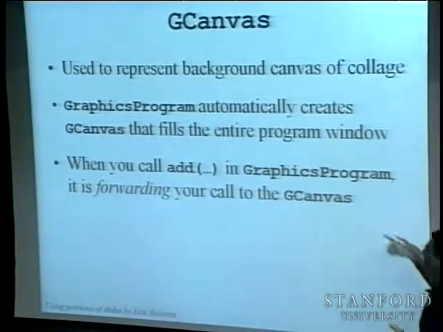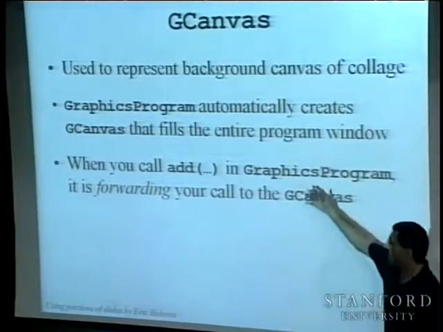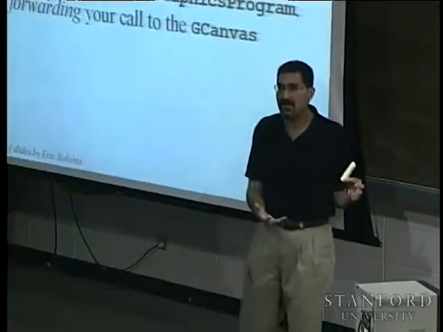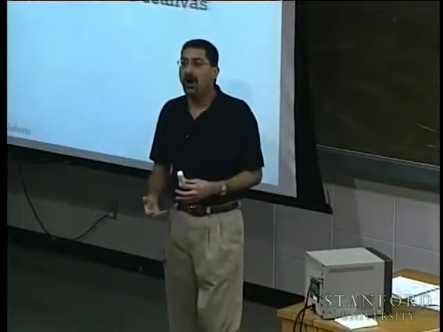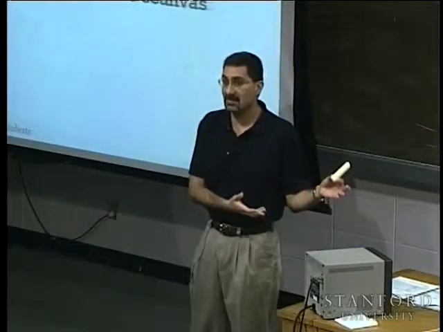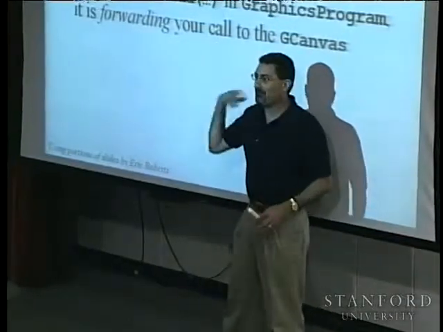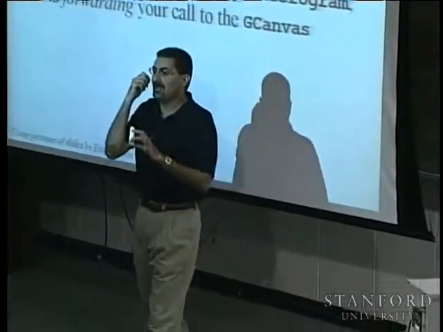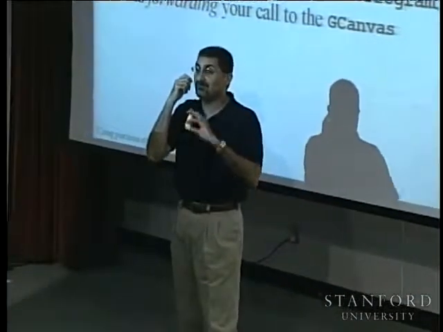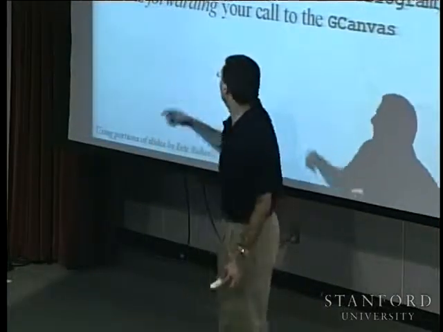Yeah, in fact, they were going to the graphics program. The graphics program had a method called add, and when it got it, it said, hey, you want to add an object? I'll pass them over to the gcanvas I created. So what it was really doing was forwarding, just like call forwarding. You get a call from your friend, you're like, oh yeah, you want to talk to Bill? This isn't Bill. Let me forward you over to Bill, and you can talk to him.